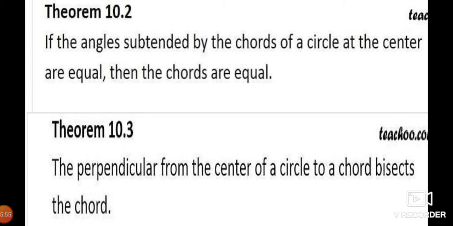Perpendicular to the chord means that the perpendicular line bisects the chord, dividing it into exactly two halves.